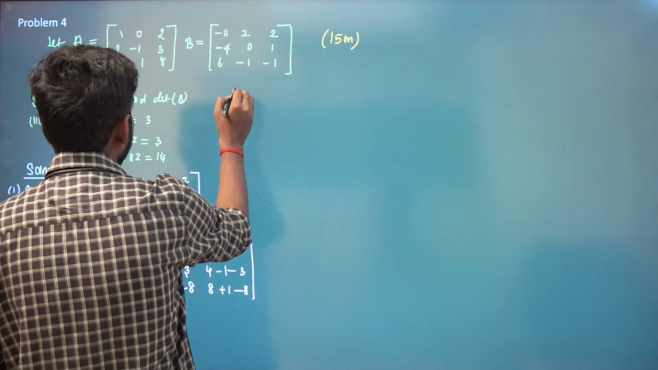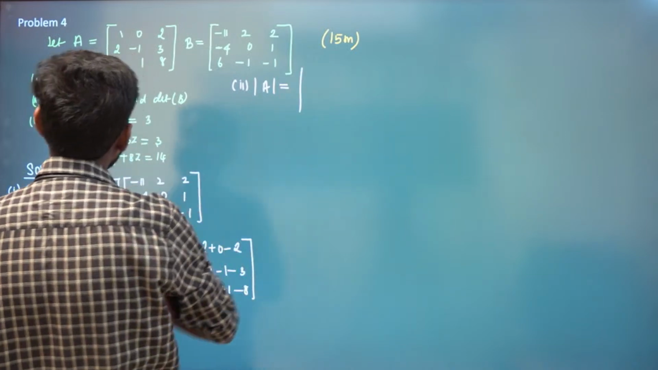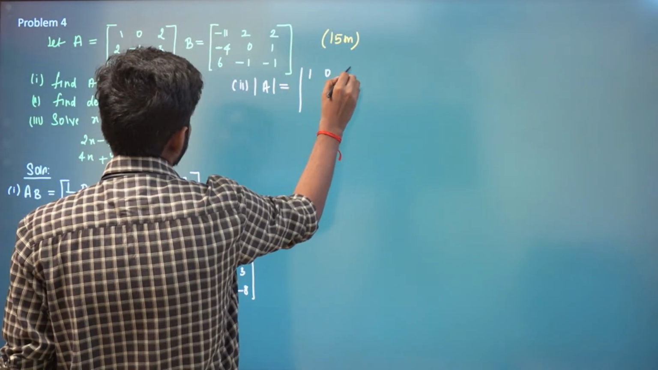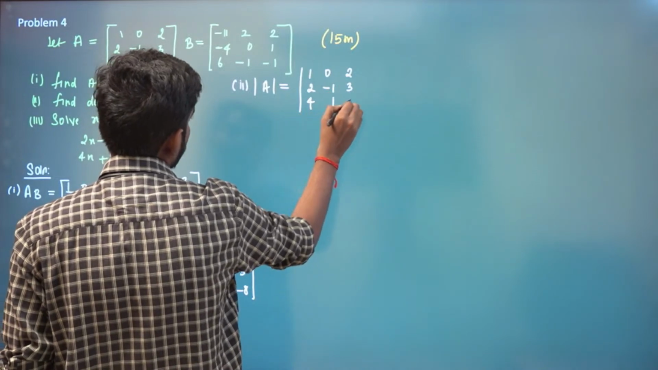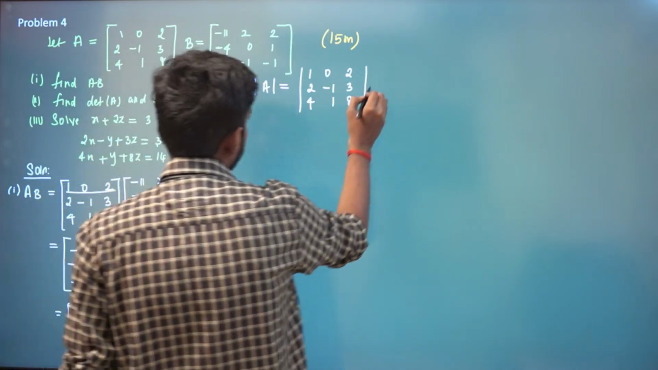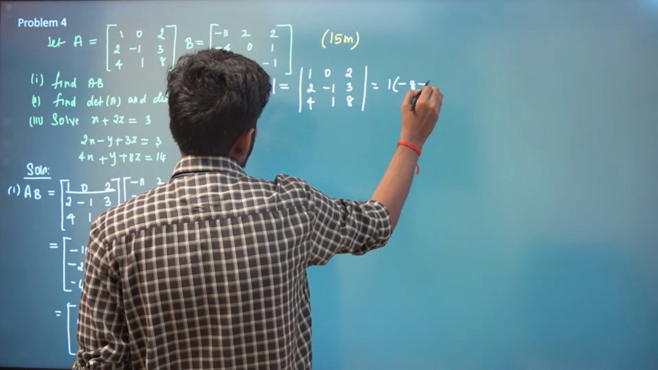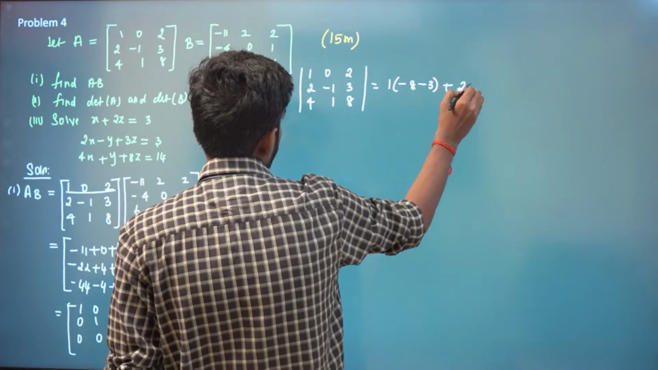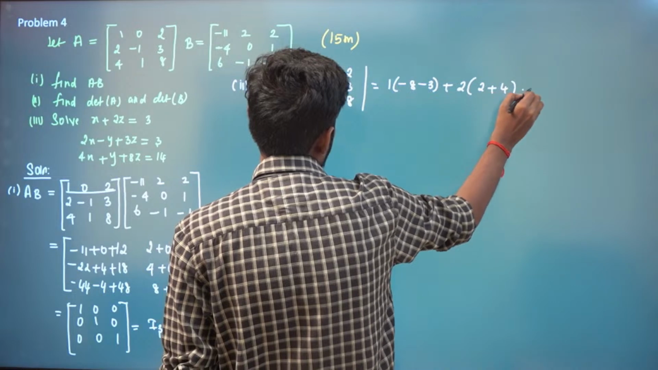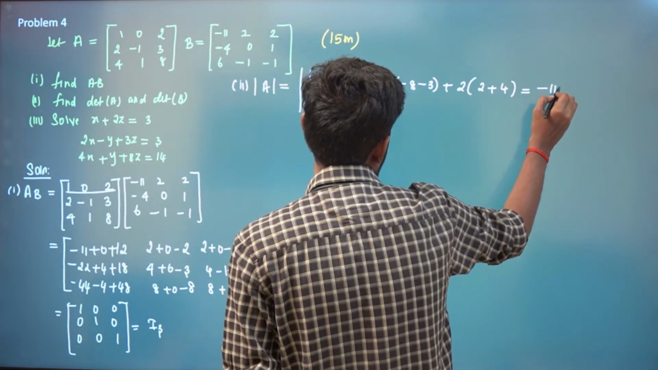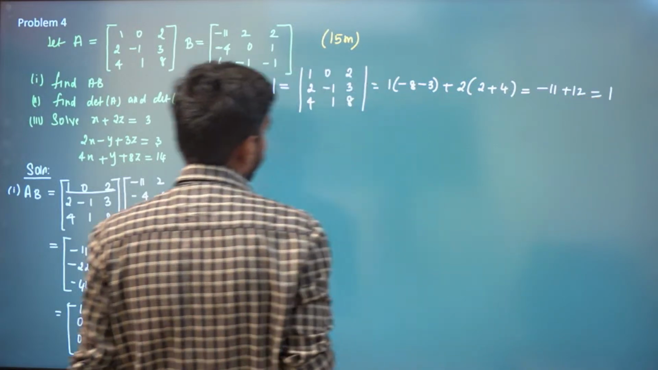Now the second one is to find the determinant of A. So the determinant of 1, 0, 2; 2, minus 1, 3; 4, 1, 8. So 1 times minus 8 minus 3, plus 2 times 2 plus 4. So minus 11, 4 plus 2 plus 12. So the determinant of A is 1.